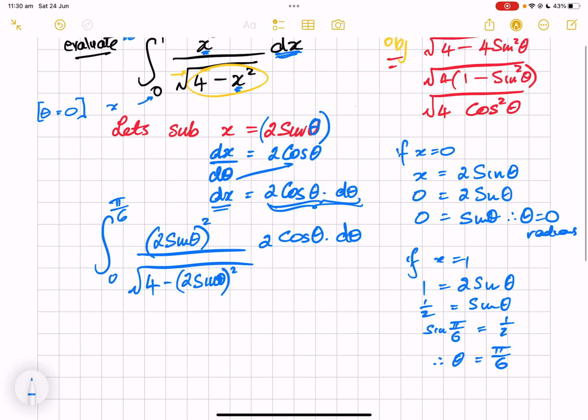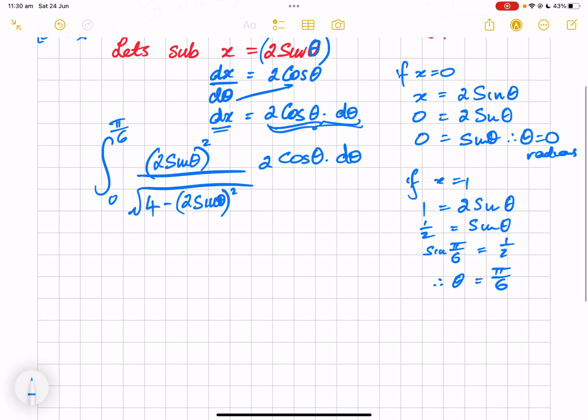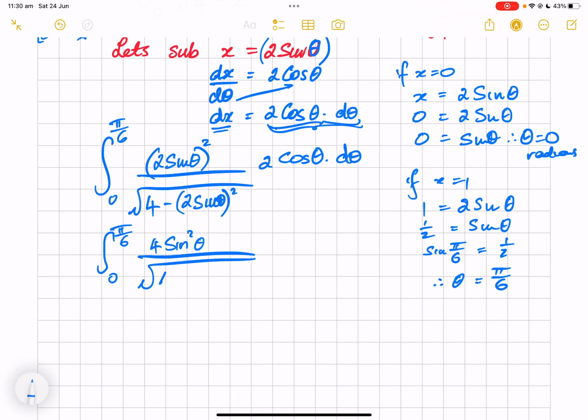Now let's work on this. Let's work on this one here. And we've got from 0 to pi on 6. Now that's 4 sine squared theta. That's the numerator. The denominator, as we knew, we were wanting it to be, that's the way we designed it, 4 minus 4 sine squared theta. Good, that's what we want.